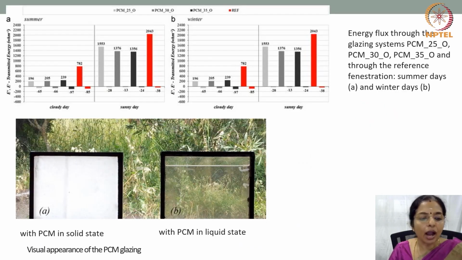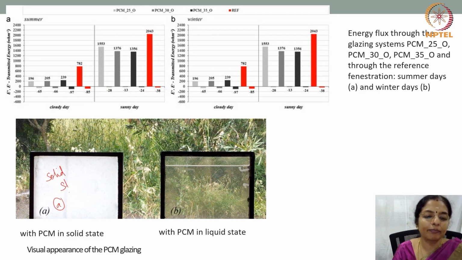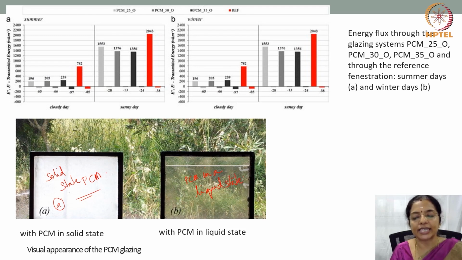So how does it effectively look? A PCM in a solid state will look like this. A solid state PCM, because of exposure to heat, will look like this, and a PCM in a liquid state becomes translucent to transparent. And it can become vice versa. It keeps changing from completely opaque to translucent to transparent.